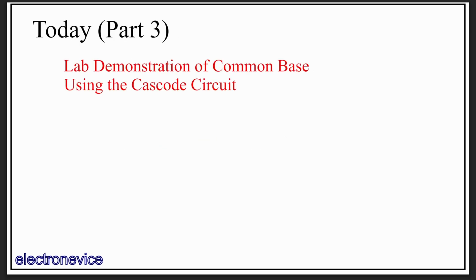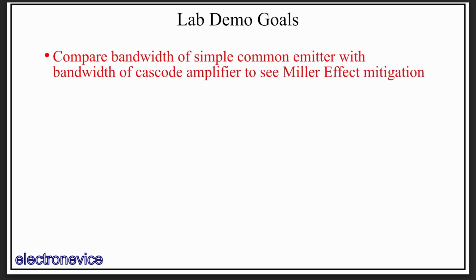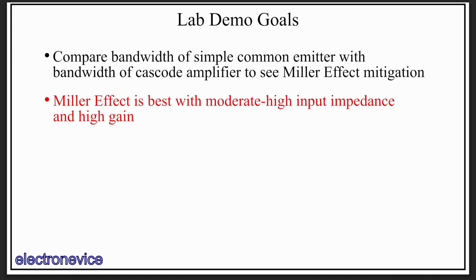Today, we will be demonstrating the common base amplifier by demonstrating how a cascode improves the bandwidth of a common emitter circuit. The goals for this demonstration are to compare the bandwidth of a simple common emitter circuit with the bandwidth of a cascoded version to see that the cascode mitigates the Miller effect and extends the bandwidth. The Miller effect is highest with a high input impedance and a high gain, so we should configure our amplifier accordingly to produce the greatest contrast between common emitter and cascode.